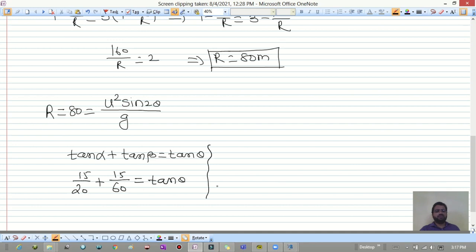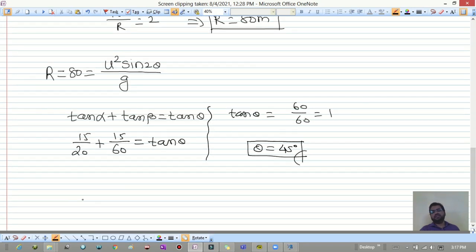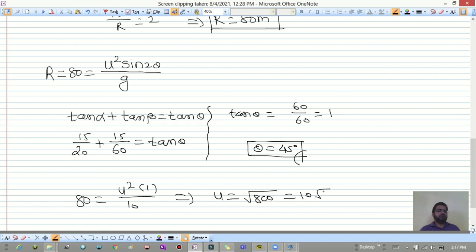Now from this we have tan theta as 45 plus 15 is 60 divided by 60, which is equal to 1. So what is the angle of projection? It is 45 degree. So range we have is 80 is equal to u squared we want, sine 2 theta is 1 divided by g is 10. So from this u we have is root of 800 and that is equal to 10 root 8, which is 20 root 2.